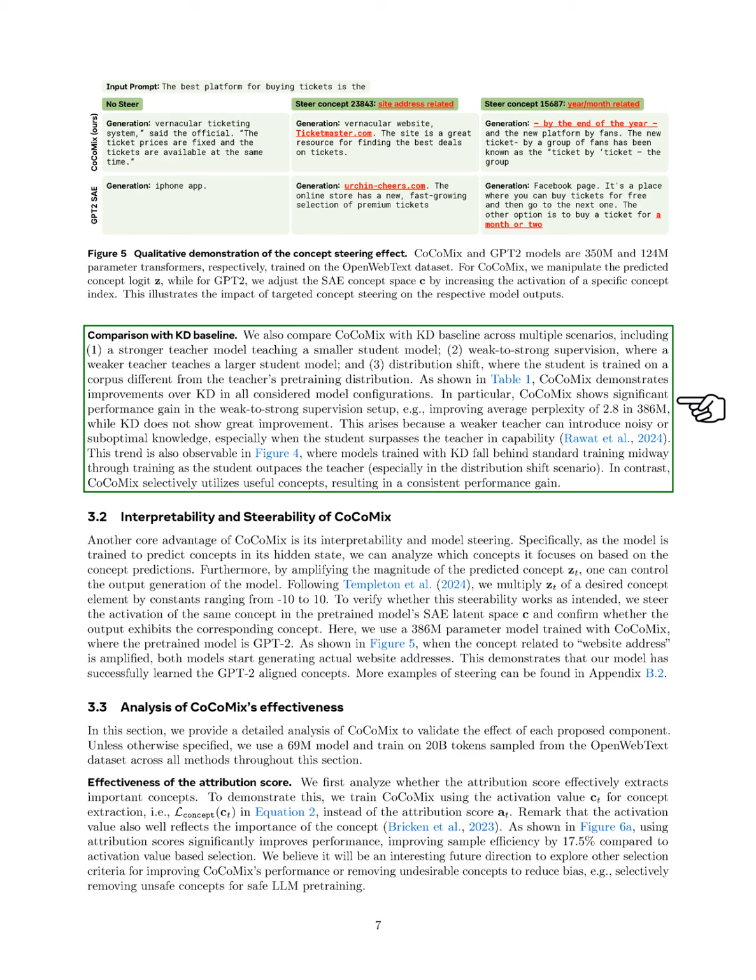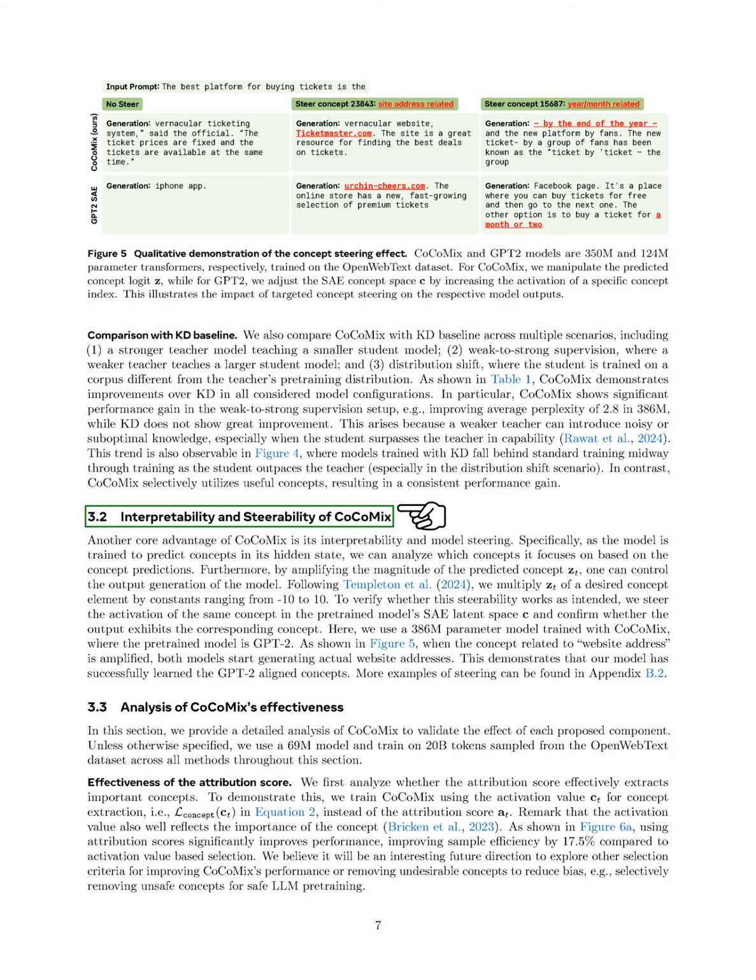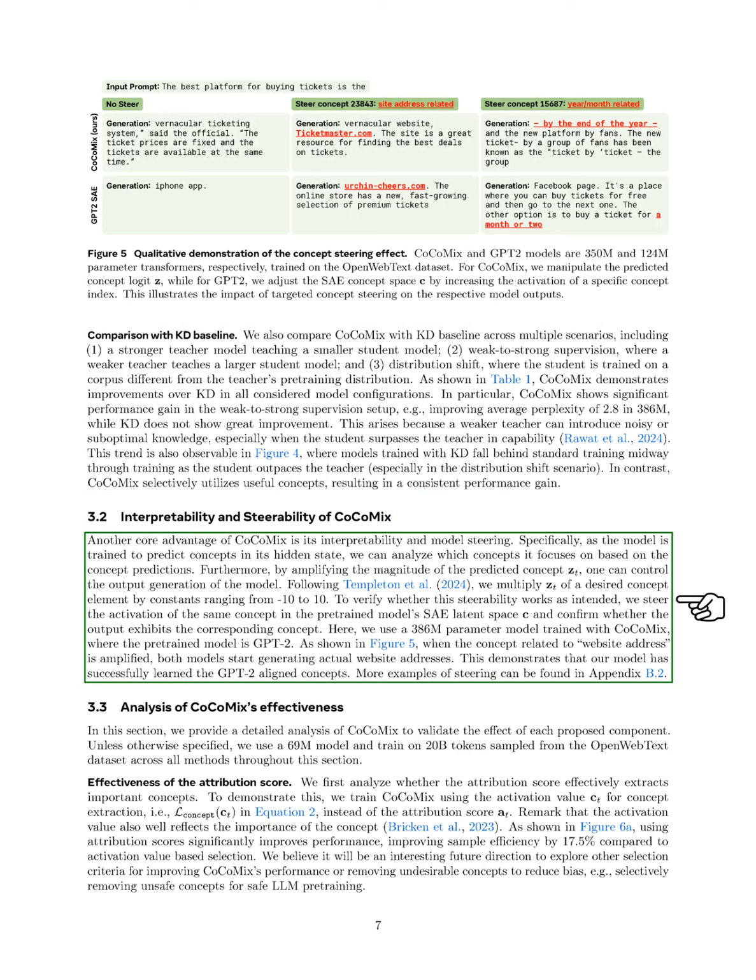Section: Interpretability and steerability of CoCoMix. In this section, we discuss the interpretability and steerability of CoCoMix. One of the main benefits of CoCoMix is that we can understand how it works and guide its outputs. As the model learns to predict concepts in its hidden state, we can see which concepts it emphasizes by looking at these predictions. By increasing the strength of a predicted concept, we can influence what the model generates.